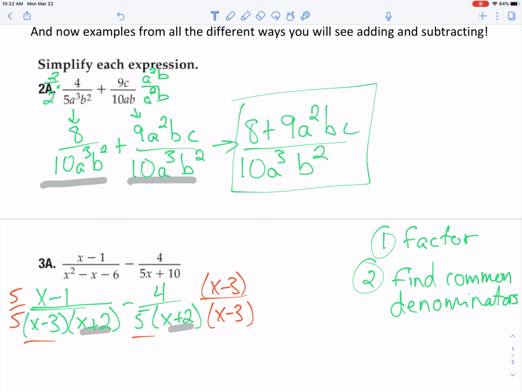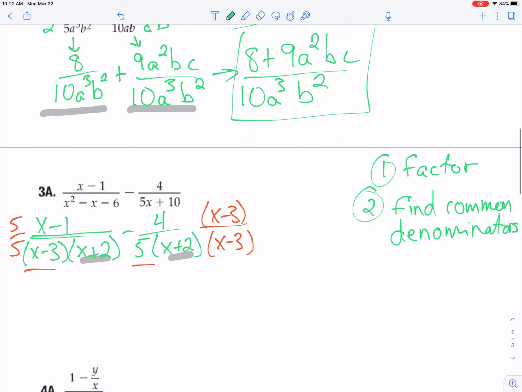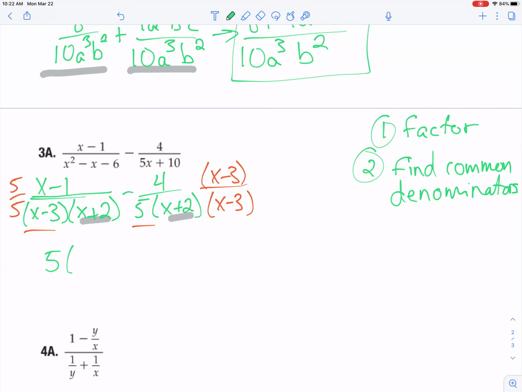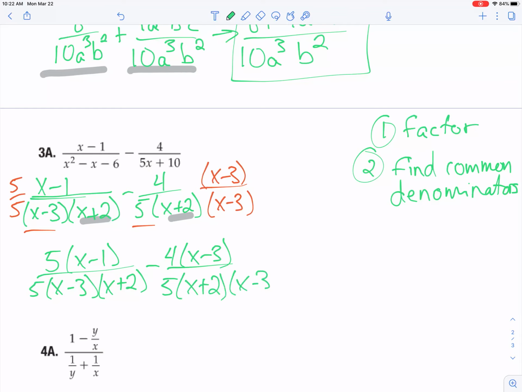So what does that give me now? 5 parentheses x minus 1 over 5 times x minus 3 times x plus 2. Notice I never distribute on the bottom. I leave it fully factored. Minus 4 times x minus 3 over 5 times x plus 2 times x minus 3. Hey, now they're the same. I know they're in different orders, but they're the same. So step 3 is to go ahead and add or subtract.